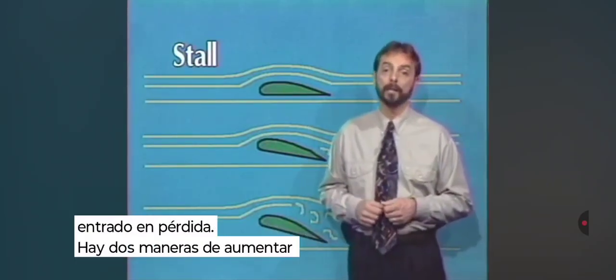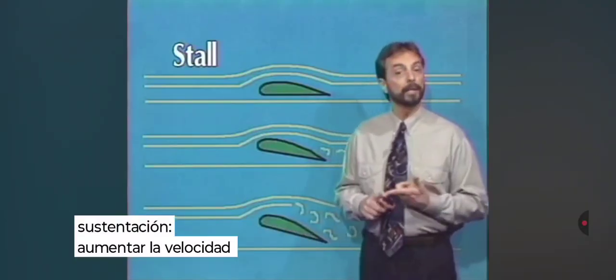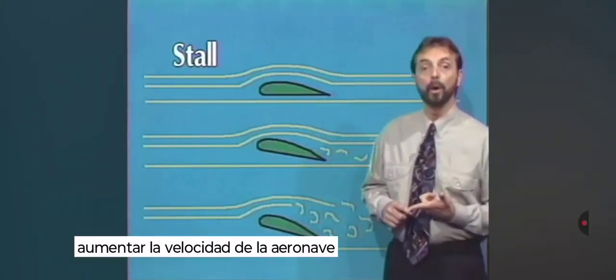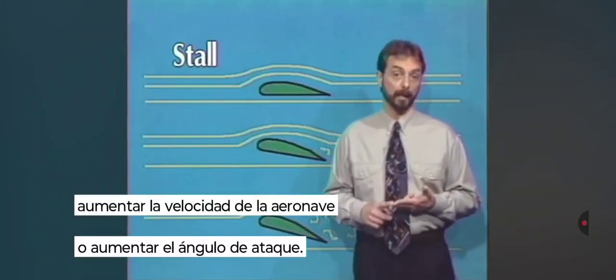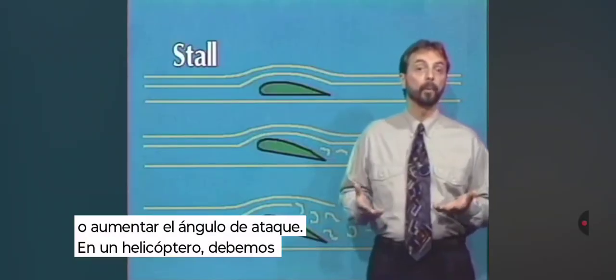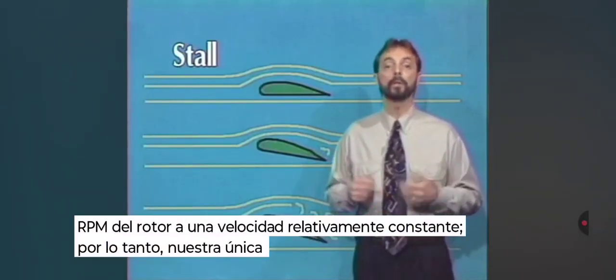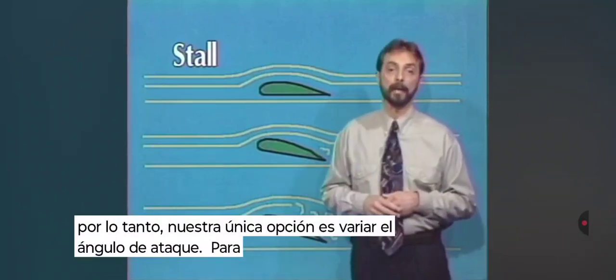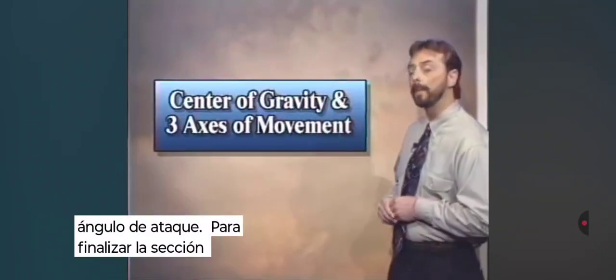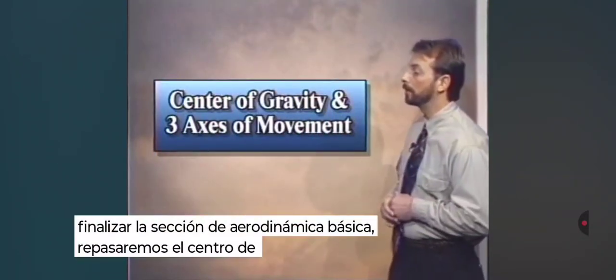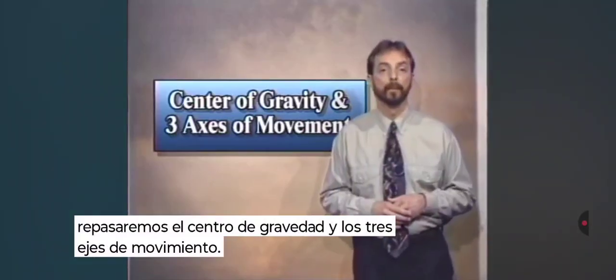There are two ways that you can increase lift. Increase the speed of the aircraft through the air or increase the angle of attack. Now in a helicopter, we have to keep the rotor RPM at a relatively constant speed. Therefore, our only choice is to vary the angle of attack. We'll finish up basic aerodynamics by reviewing center of gravity and three axes of movement.